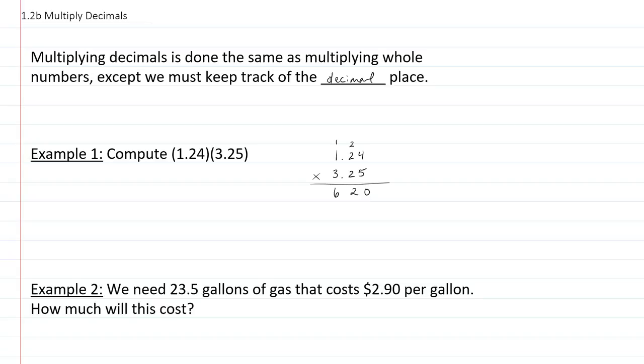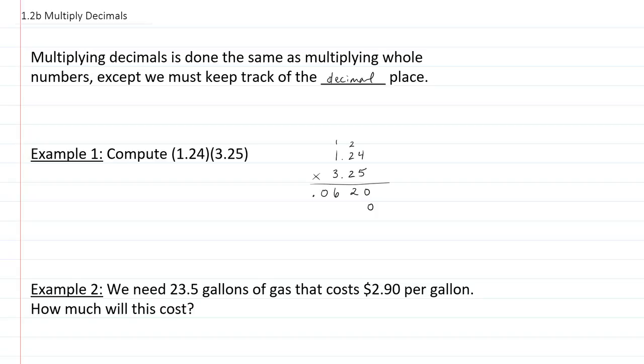Now, because there are 1, 2, 3, 4 decimal places in this number, we must move the decimal place over 4. So we count 1, 2, 3, 4. Since there's no number here, we use 0 as a placeholder. So now because we move over 1, we start with a 0.